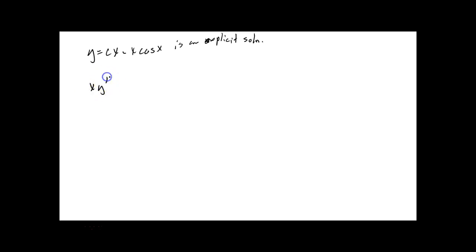x y prime minus y equals x squared sine x, on the interval minus infinity to infinity, all real numbers. It says verify. Let's verify. What are we going to have to do with that equation up here?